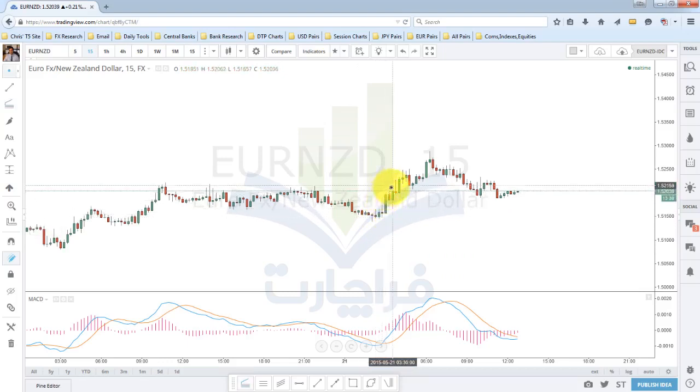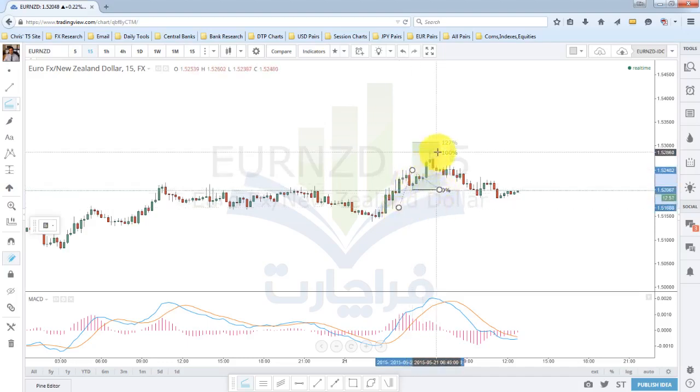So in this pullback, we look for another cycle high. Then we can measure from this cycle here, equal legs, 100%. And let's take the measurement on this cycle, from the high to the low, equal legs, 100%.